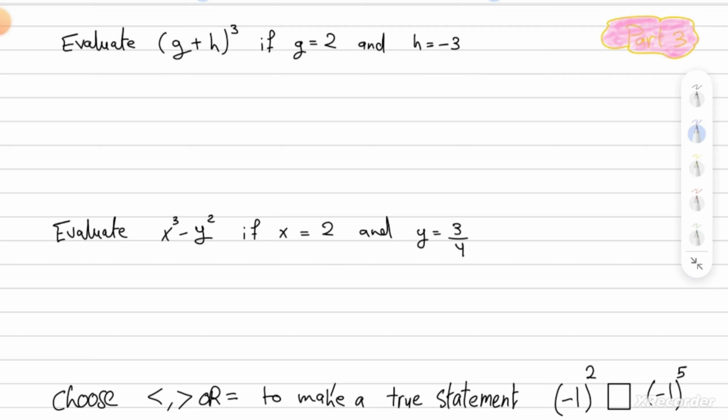So the value for g is 2. We're going to remove the g and substitute 2. And the value for h is -3, all raised to the third power.